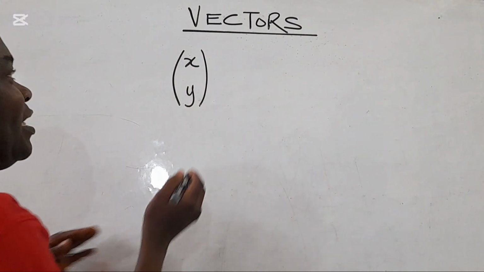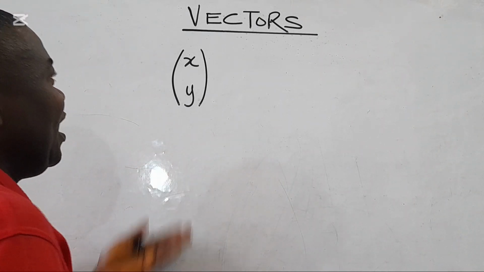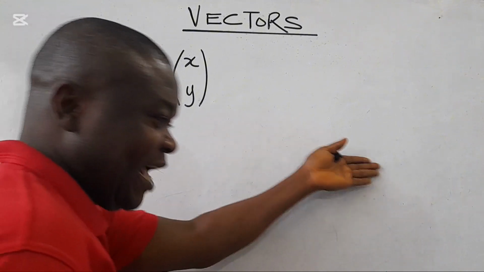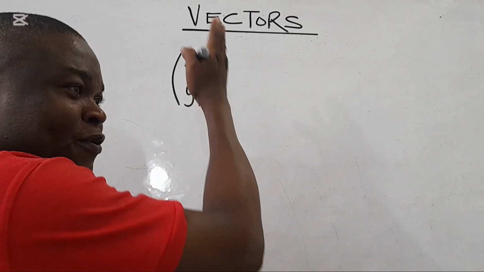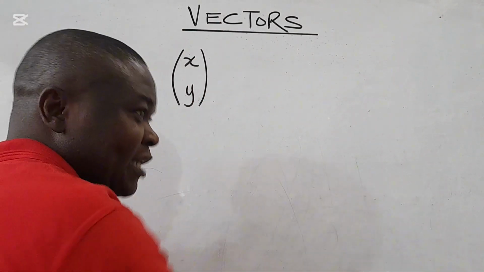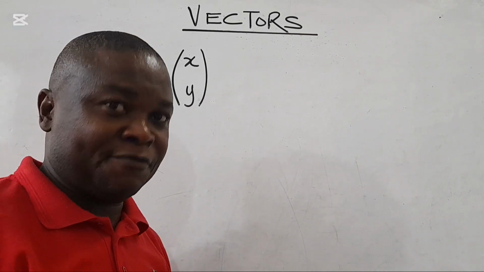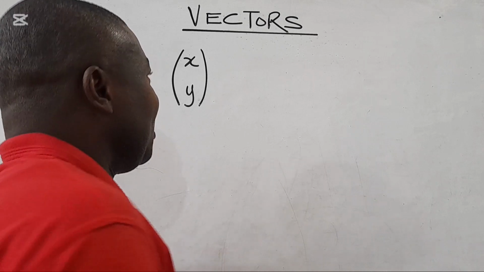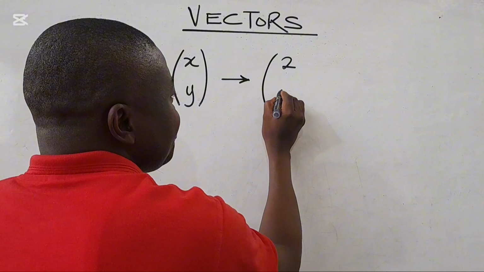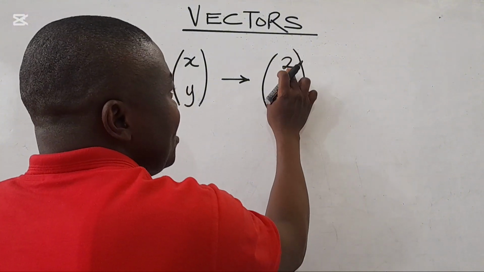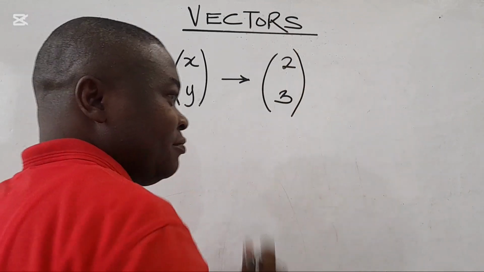If we are putting it this way, in column, it's called a column vector. Here, the x represents the x direction, and y represents the y direction. That's the vertical direction for y, and x the horizontal direction. Now, we can also put it on a graph so we understand. Say we have 2, 3, meaning 2 to the right and 3 up.